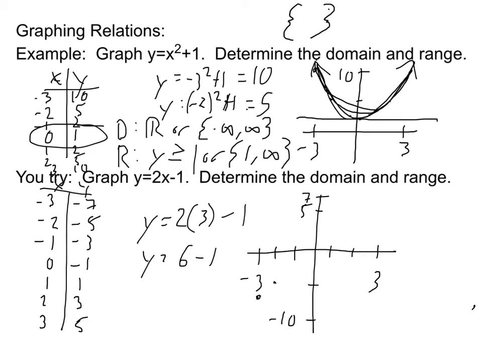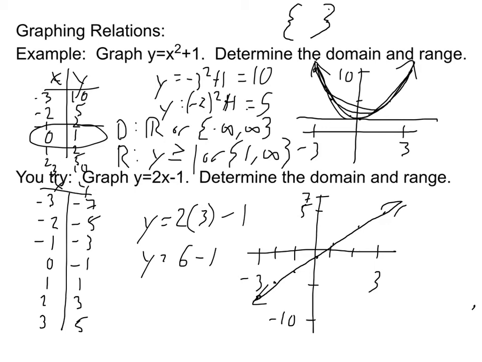Okay, -3, -7 here, -2, -5, -1, -3, 0, -1, 1, 1, 2, 3, 3, 5. Okay, so that, and we can put numbers in between. Can I put -2.5 in? Yes, I could. So this we would connect with a line, just like we did above with a parabola. Okay, so there's our graph.